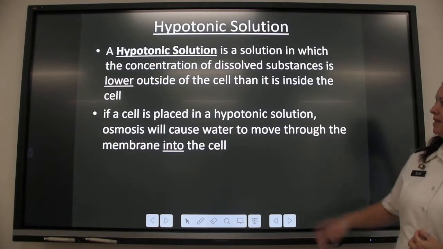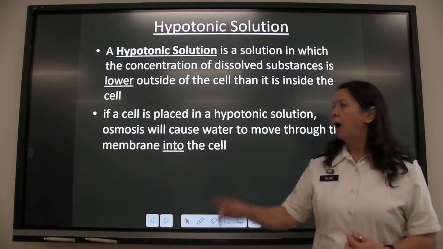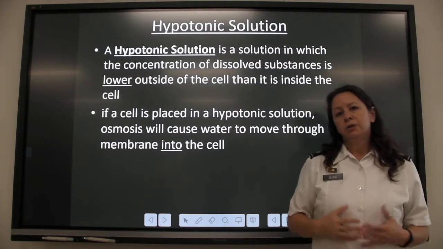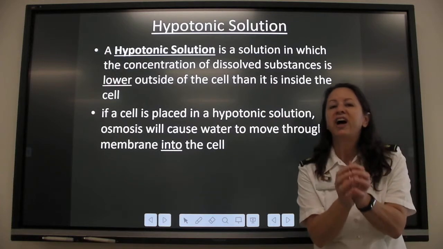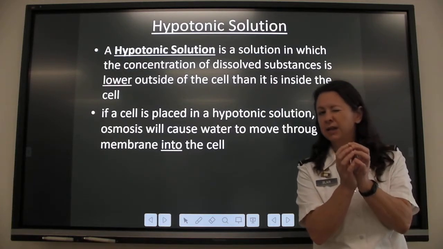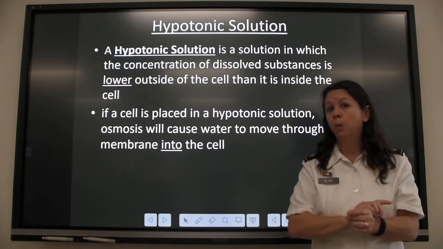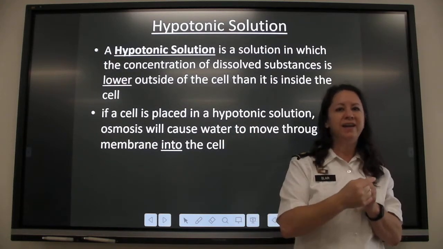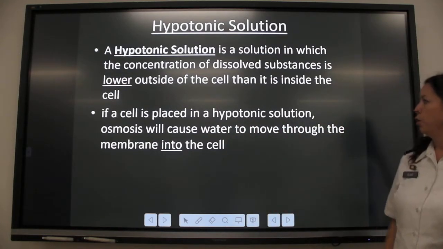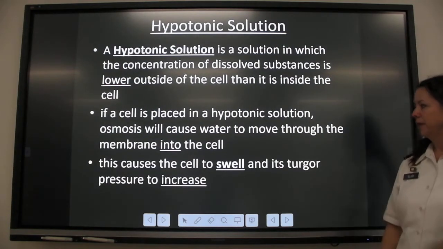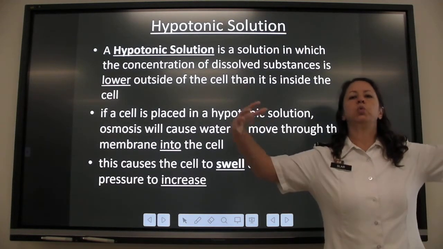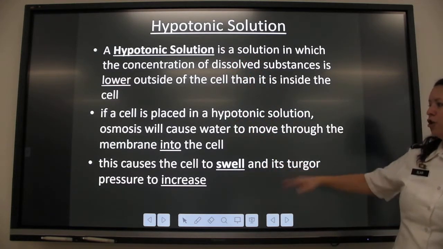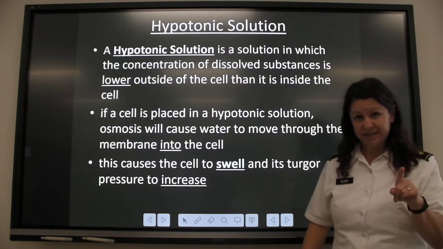And so if the cell is placed in a hypotonic solution, osmosis will cause water to move through the membrane into the cell. Since there's more stuff in the cell, there's less water. That means there's more water outside, and it wants to go in because there's less water in there. And so the water will go into the cell, and that will cause the cell to swell up. Hypotonic. All right? And as turgor pressure increases, we'll talk about turgor pressure in just a second.